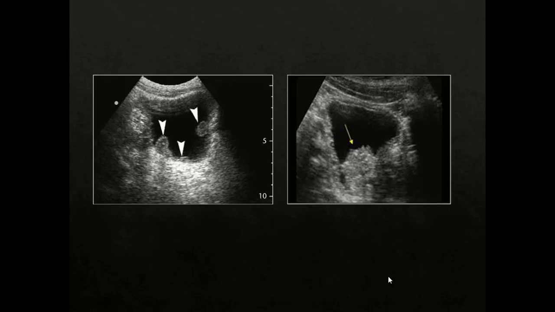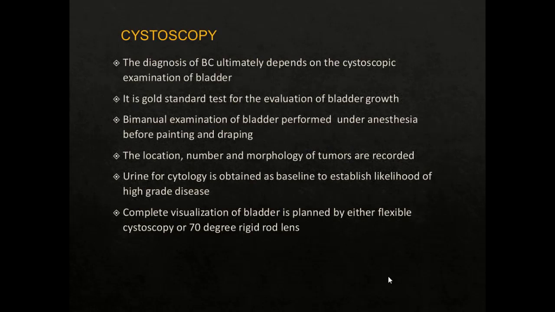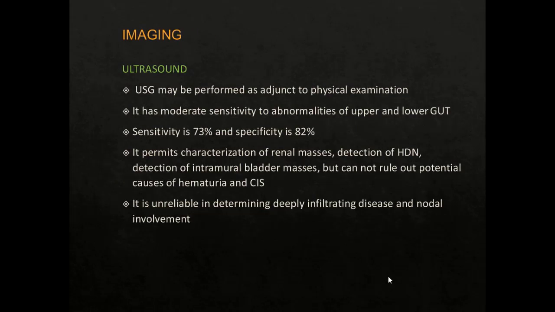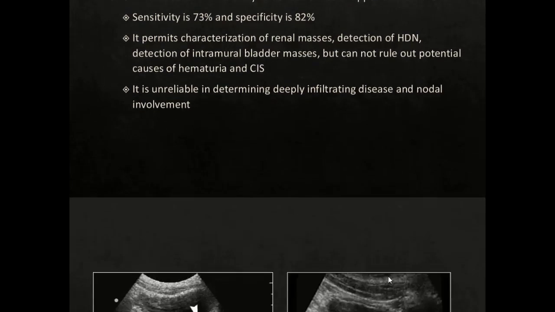So this is a picture of an ultrasound image. You can appreciate the growth involving the left lateral wall and right lateral wall, and then a very tiny growth at the base of the bladder. This is the other image, showing the growth from the base of the bladder, and it has sensitivity of 73%, meaning 27% of tumors you can miss, and specificity is 82%.